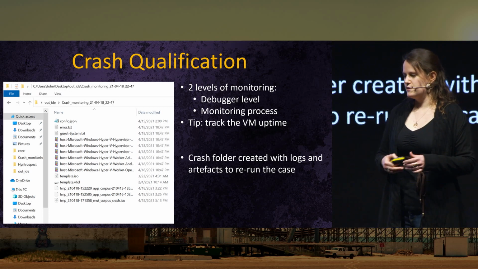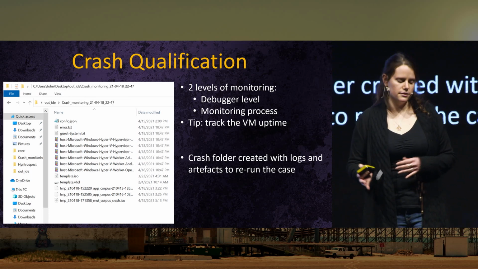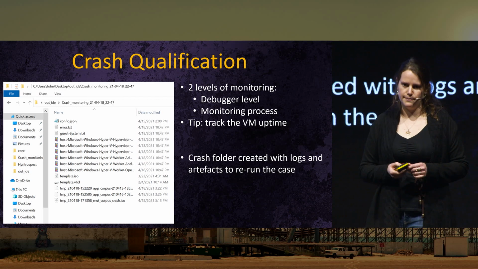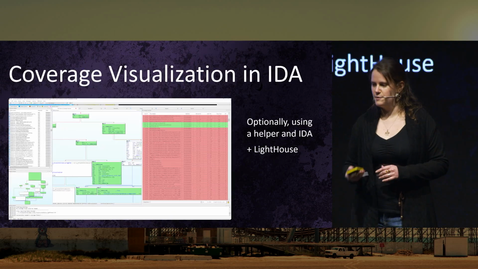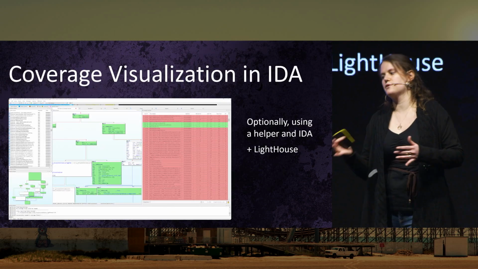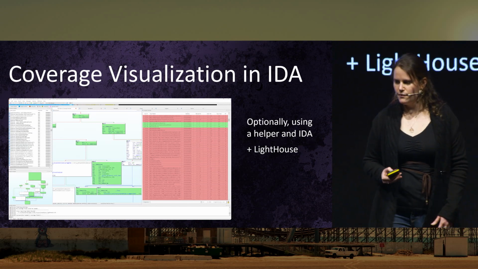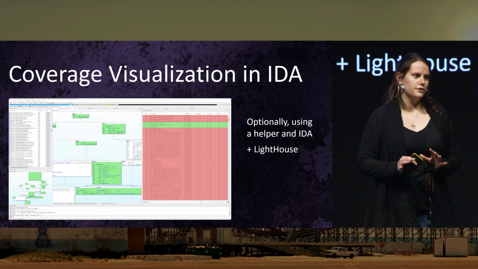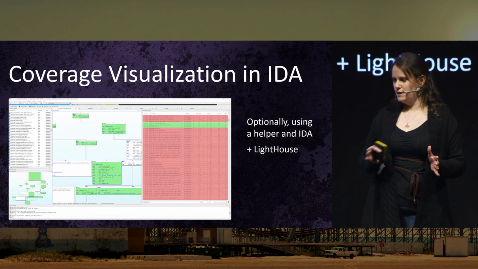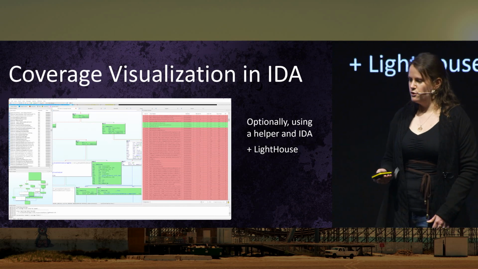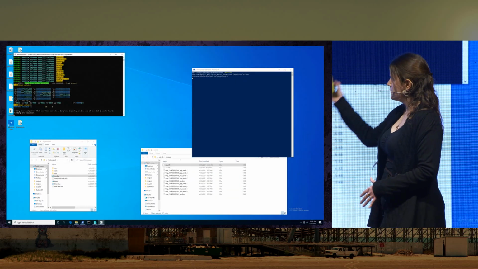So the crash folder is composed of logs, event logs, and everything needed to replay the case. So this is how the fuzzer is built, and optionally, it's possible to visualize the coverage in IDA, also with Lighthouse. Now you've seen all the components of the fuzzer, so you have an idea of how it works. You got most of the details, and this is what it looks like in practice.